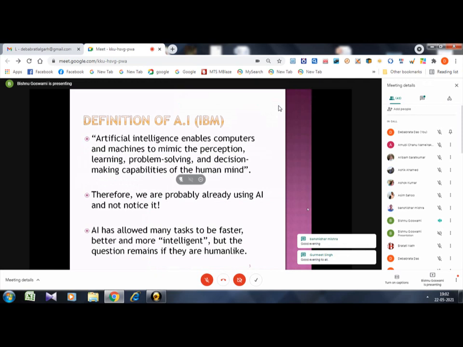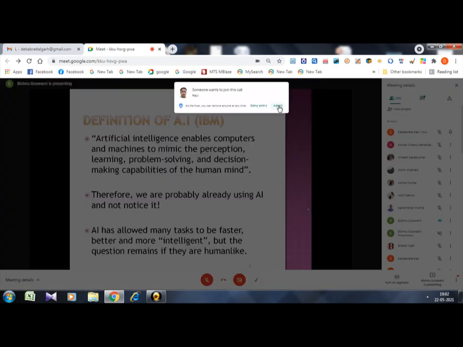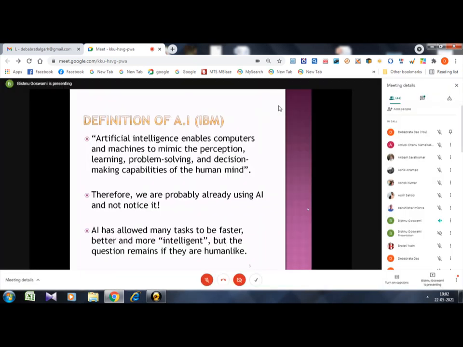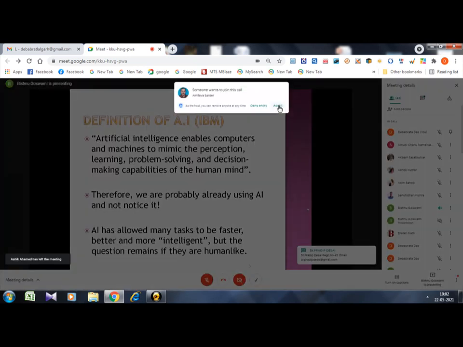According to IBM, the International Business Machines, one of the pioneers of early computing days in the 70s and the 80s, artificial intelligence enables computers and machines to mimic the perception, learning, problem solving, and decision-making capabilities of the human mind. When we look at this definition, we can see that we are probably already using artificial intelligence in our day-to-day lives and are not noticing it.